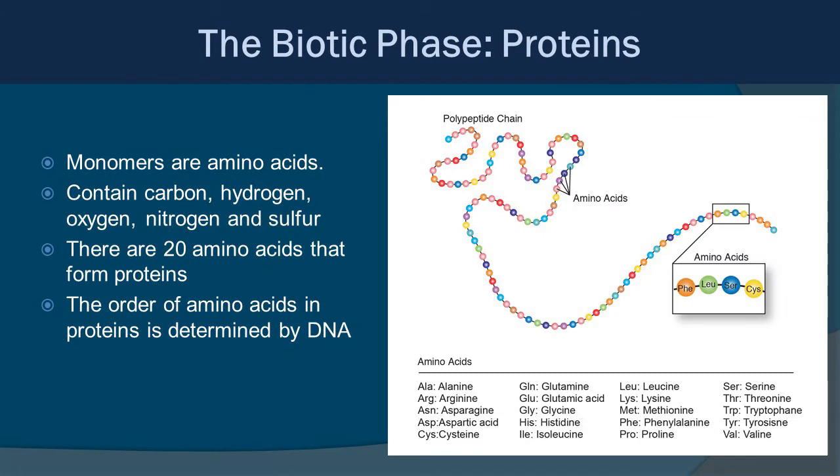Next up, we've got proteins. Now, proteins are made of carbon, hydrogen, oxygen, nitrogen, and sulfur, and their monomers are amino acids. There are about 20 different amino acids that form proteins. The order of the amino acids is determined by DNA, which is why we talk a lot about DNA in biology in general. And so on the right, you see the individual amino acids, and they are held together in a polypeptide chain with a peptide bond between them.